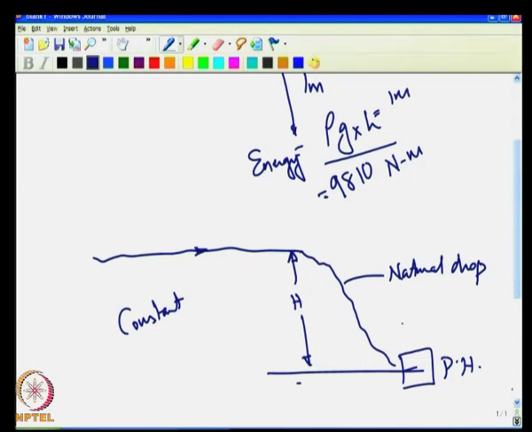and your power is proportional to Q into H, where Q is the discharge that is coming here, and H is the head which is in meters. So, discharge is in million cubic meters, H is in meters. So, the power is proportional to Q into H. In fact, it is equal to gamma QH as we saw, because H remains constant here in the case of run of the river schemes.